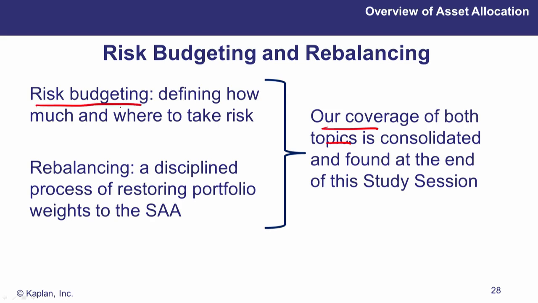So risk budgeting, like any budget, you're deciding how much of something you have and how much of it you want to spend. A risk budget is defining how much risk we want to take and where to take it. So what type of risk? Is it going to be variance, standard deviation, value at risk, lots of different risk measures? We're going to decide how much of each risk we want to take, or how much of one or more of these risks we want to take, and where we want to allocate that risk in our portfolio. So that's the idea of risk budgeting.